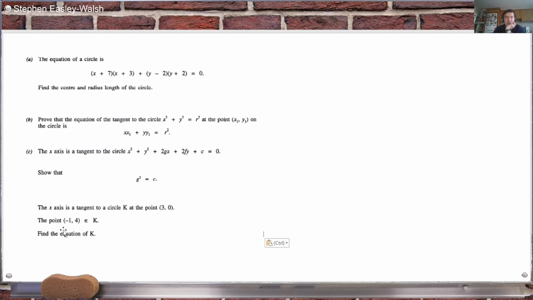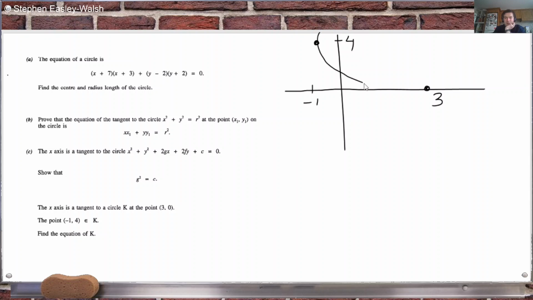So now, the last part: the x-axis is a tangent to the circle k at the point (3, 0), and the point (minus 1, 4) is on the circle. Find the equation of k. Alright, so let's draw that. So the x-axis is a tangent at the point (3, 0), and the point (minus 1, 4). I've drawn my scale a bit too small there. So I'm guessing the circle would look like that, and I think there can only be one possibility here.